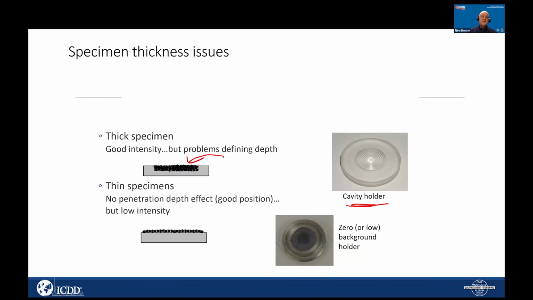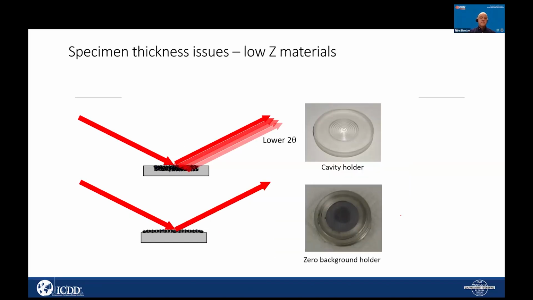If you make a thin specimen, where you have just a thin coating or a thin powder layer, you don't really have this penetration depth issue because you don't have a thick sample. So you're going to get better peak position determination, but your intensity is going to be low because you have less material that's diffracting. An example here would be using what we call a zero or low background holder, and we'll get into this in the next couple of slides.